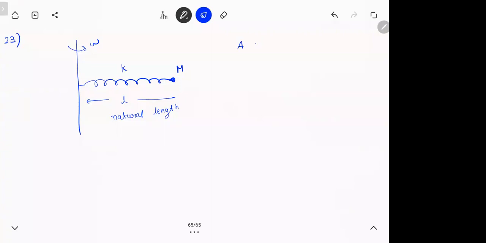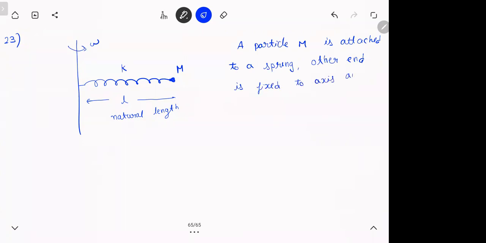So particle M is attached to a spring. The other end is fixed to an axis and rotated with omega as shown. This is on a smooth table, okay? So when you're rotating, what will happen? Spring will stretch now. Did you ever observe? If you take a rubber band and tie it to something, and if you rotate it, what will happen? Rubber band will stretch.